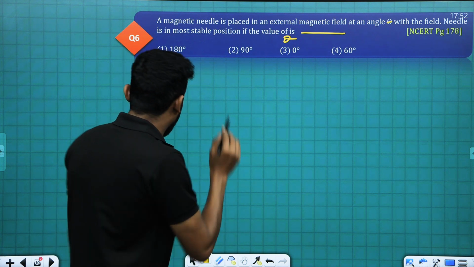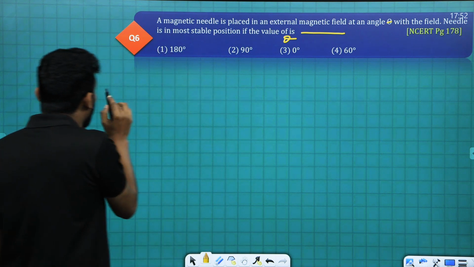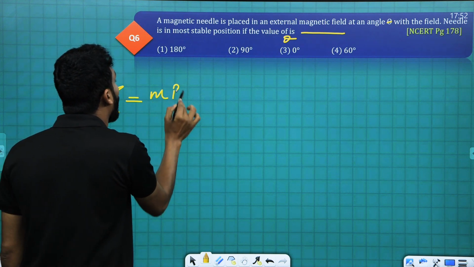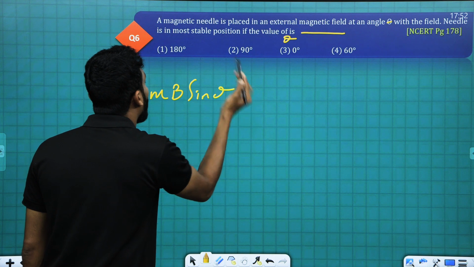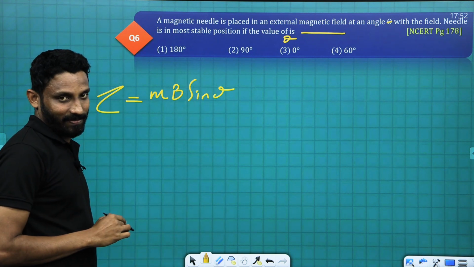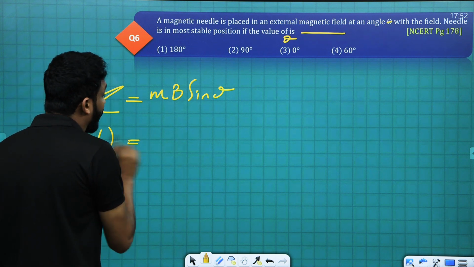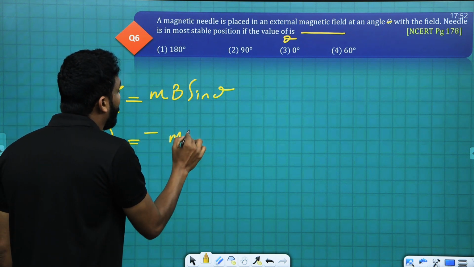When the magnetic needle is placed in a uniform magnetic field, it experiences torque, tau is equal to mb sin theta. And its potential energy is minus mb cos theta.